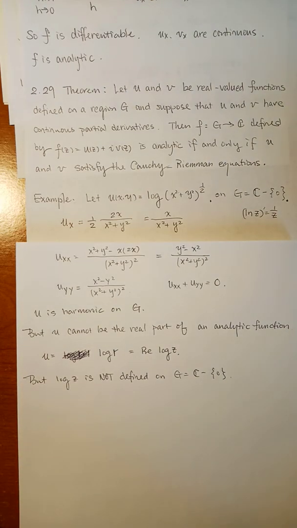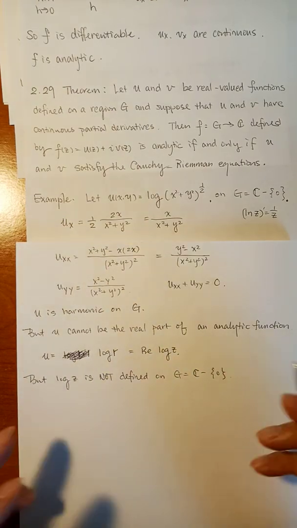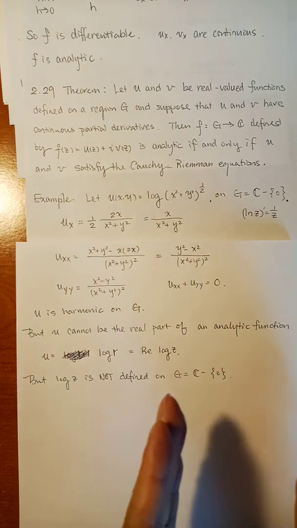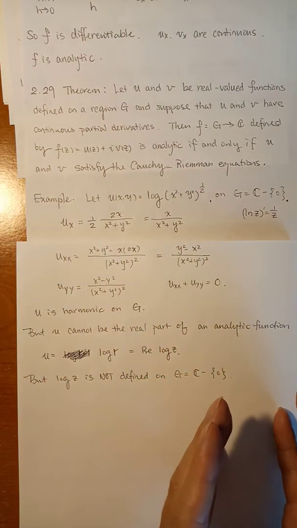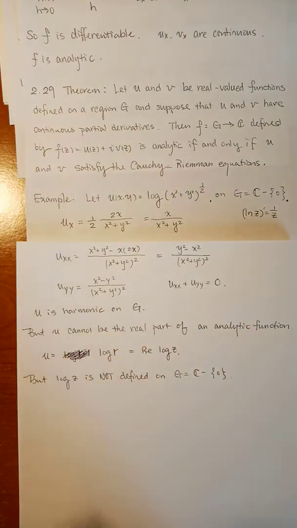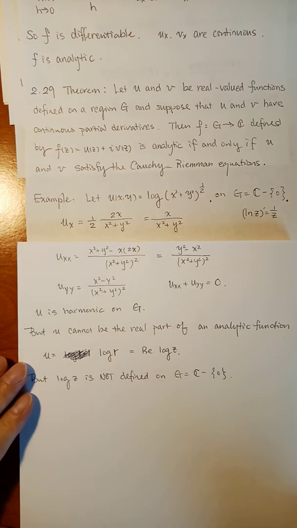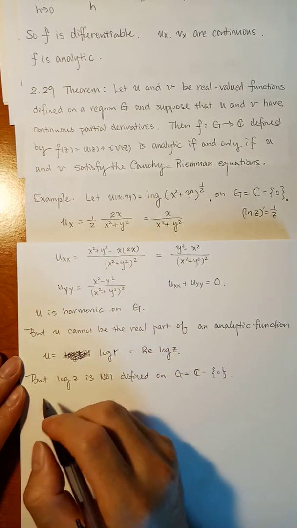Okay, so it is not a real part of an analytic function, which means there's no partner for this u. u is the real part. You cannot find the imaginary part so that these two functions match together to give an analytic function, right? Because of this example, we come up with a problem.